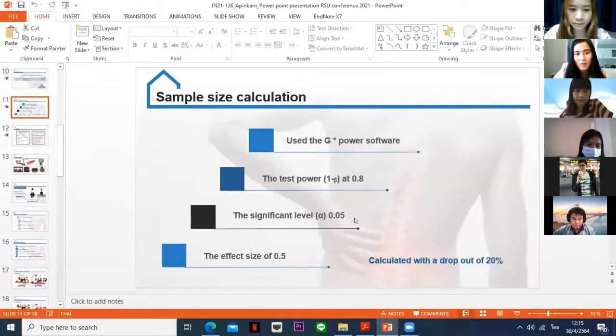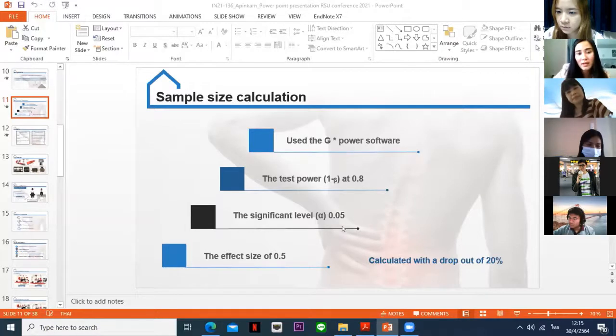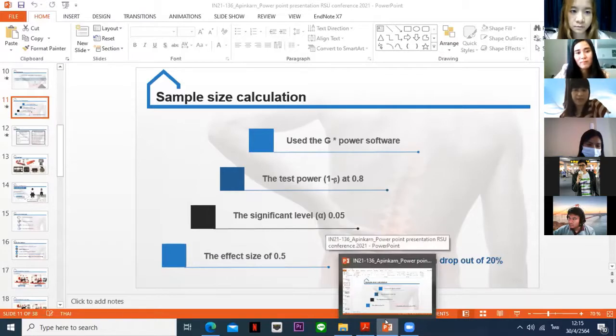G-power. In this study, I used G-power software and the sample size was calculated about 20 and were randomly divided into sling and floor groups, with 10 participants in each group. The statistical power was 0.8 and the effect size was 0.5. It's quite small for the sample size, 10. So I'm not sure it can generalize to this kind of pattern or not.